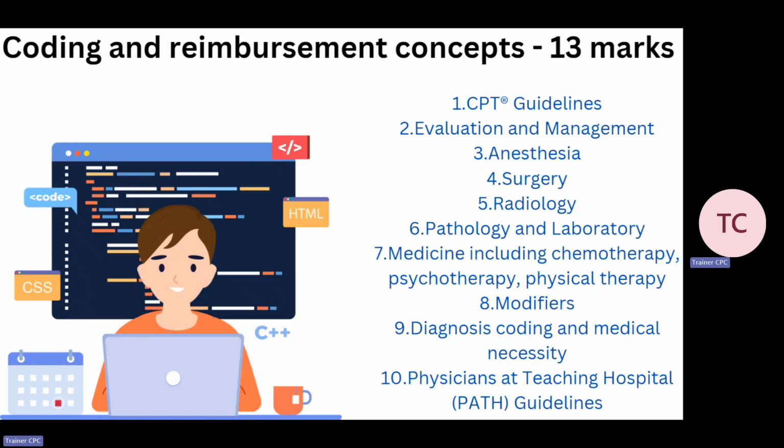Okay. So next part is the coding and reimbursement concept. From this, there will be 13 MCQs. Coding and reimbursement concept means nothing but coding guidelines. Say, for example, from modifiers, when we can use the 50 modifier, what is the purpose of the 50 modifier? What is the purpose of the 51 modifier? Then when we will use 59, then they'll give some 4 code pairs and they will ask which one is unbundled here.